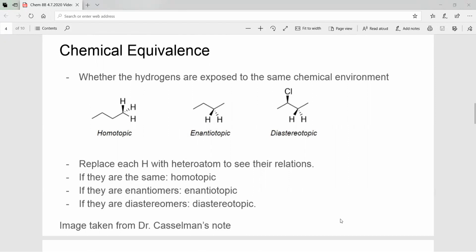If they're the same, then these hydrogens are homotopic. If they're enantiomers, then these hydrogens are enantiotopic. If they're diastereomers, then they'll be considered diastereotopic.